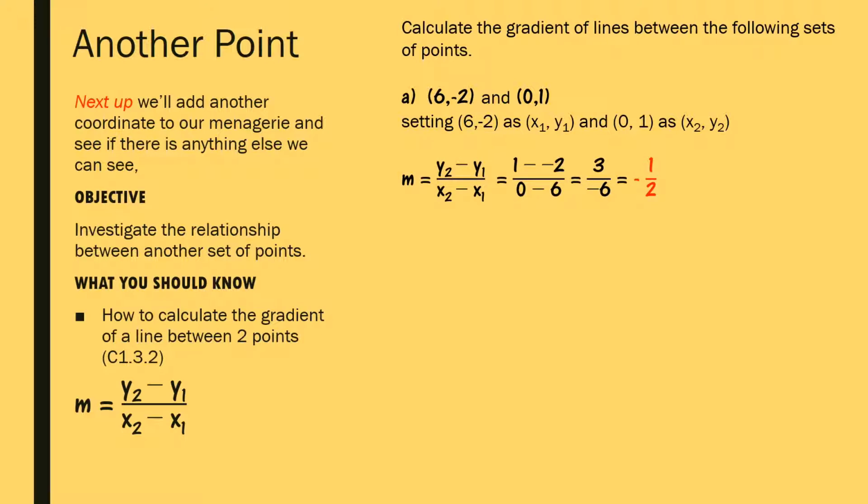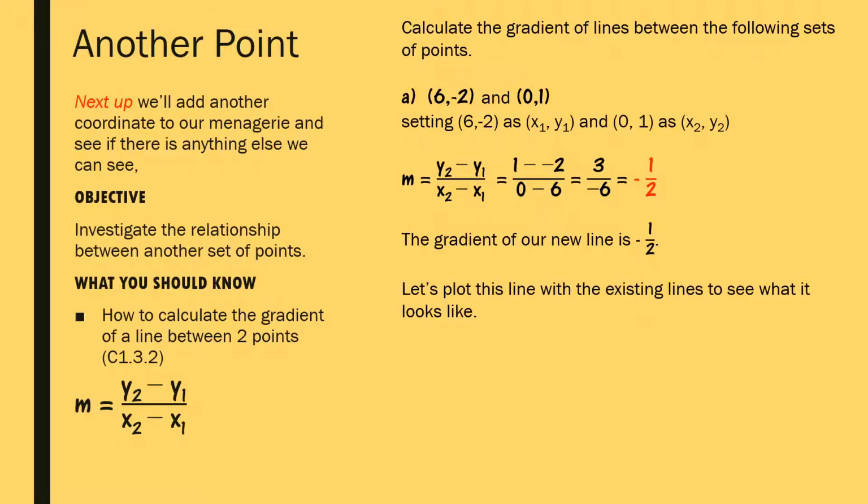And once we calculate our gradient, we'll plop in our points of 1 minus -2, which gives us 3, because the minus minus gives us a plus. And then you have 0 take away 6. Nothing take away 6 is -6. So 3 divided by -6 is minus a half. So the gradient of our new line is minus a half.